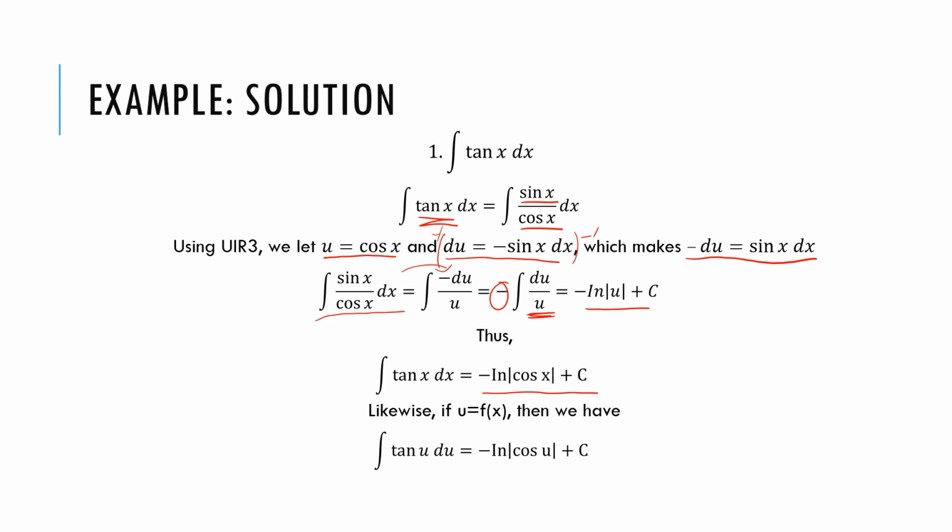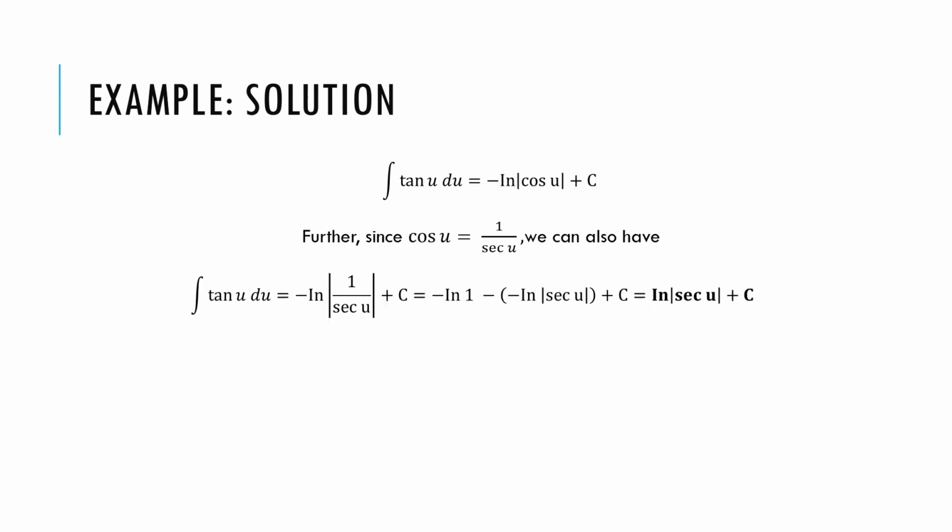Likewise, if u is equal to f of x, we have the integral of tan u du is equal to negative natural logarithm of cosine u plus c. Next part. Then, on this part, cosine u is 1 over secant u, guys. So, we can also have negative natural logarithm absolute value of 1 over secant u plus c. What happens is negative natural logarithm of 1 minus negative natural logarithm of secant u, which becomes natural logarithm of secant u plus c. So this is the final answer, guys.